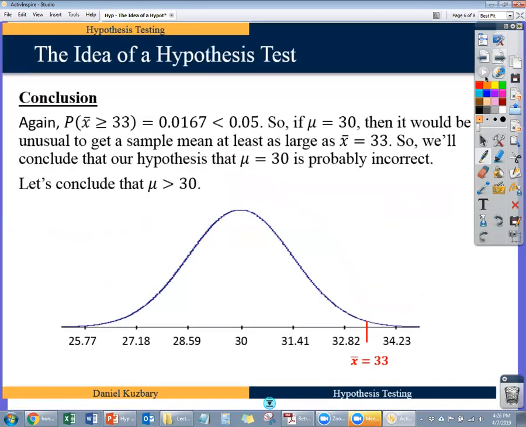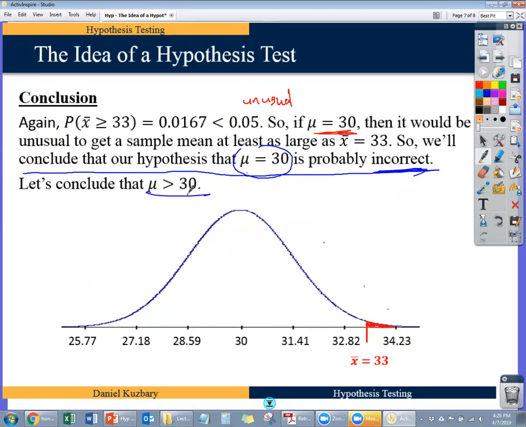So we can say something now. Okay, so here it is again. The probability that X bar is at least as big as 33 is 0.0167, which is less than 0.05, which is our unusual. So if our hypothesis is true, it would be unusual to get a sample mean at least as big as this. So this is how hypothesis testing works. We're going to conclude that this hypothesis is probably wrong because getting a mean this big is strange. So there's something wrong.